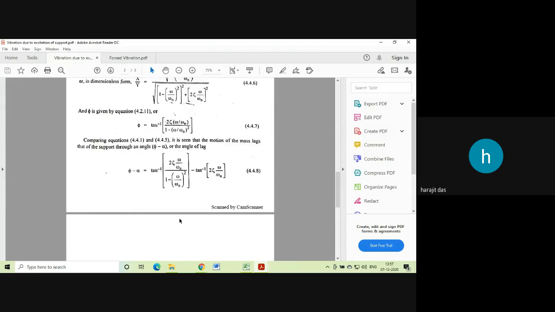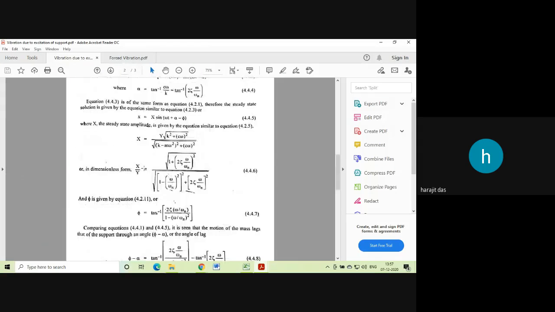Now from this expression, one thing you can see. What is omega? This is the excitation frequency, the frequency of the motion of the support. If omega is very much less than omega n, then this term will vanish, isn't it? If this is very small in comparison to omega n, this will vanish, so only 1 will remain. So x by y will be equal to 1.